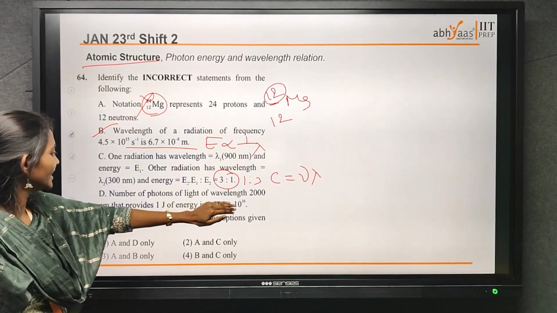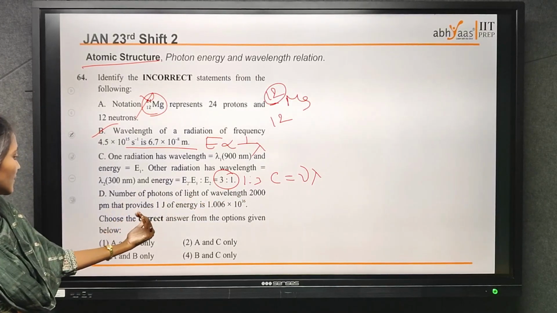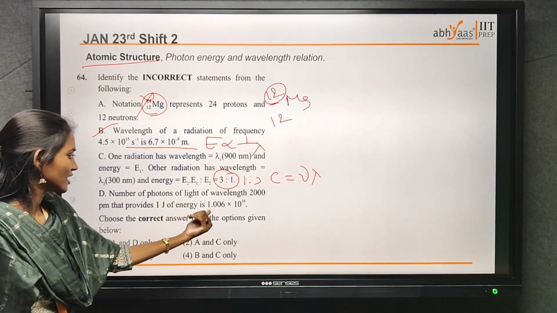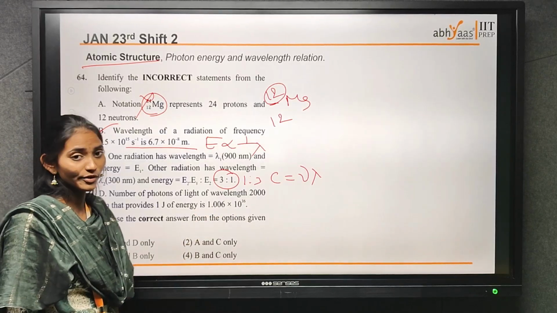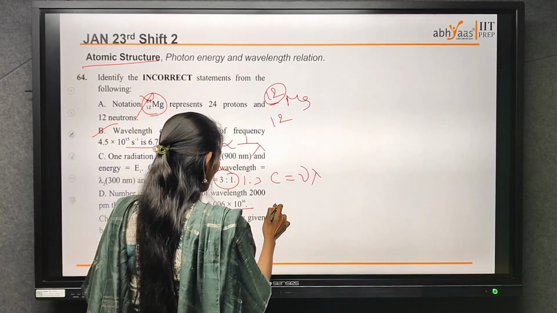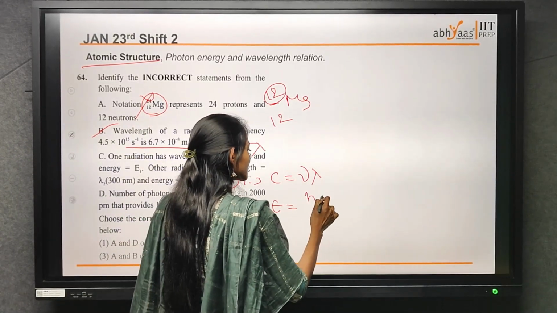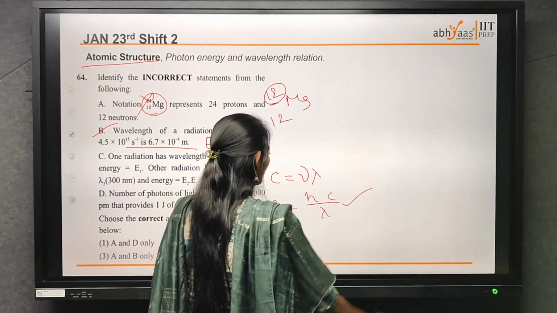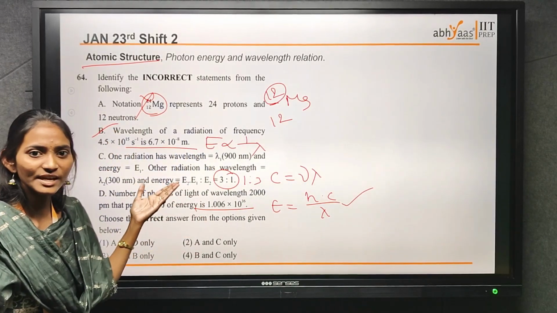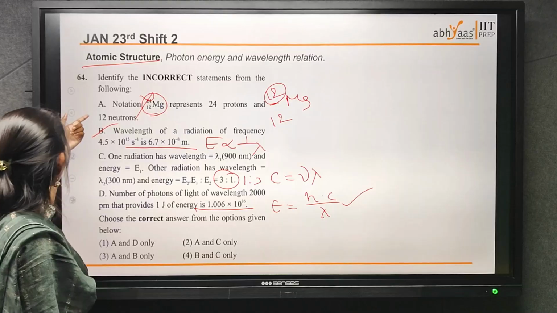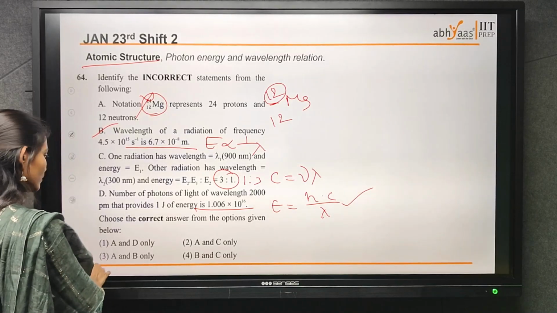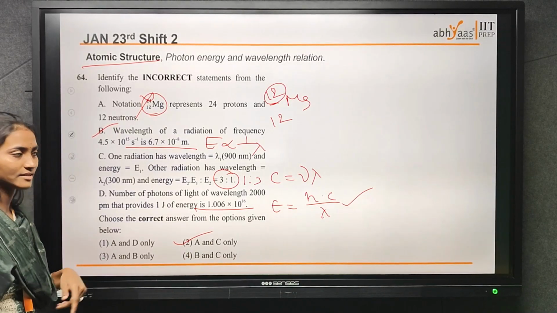Number of photons of light with wavelength 2000 picometers that provides 1 joule of energy is 1.006 into 10 to the power of 6. Yes, it is right. When you apply E is equal to h c by lambda, then it will apply. So therefore the incorrect statements are how many? We are having A and C. So the second option is your answer.